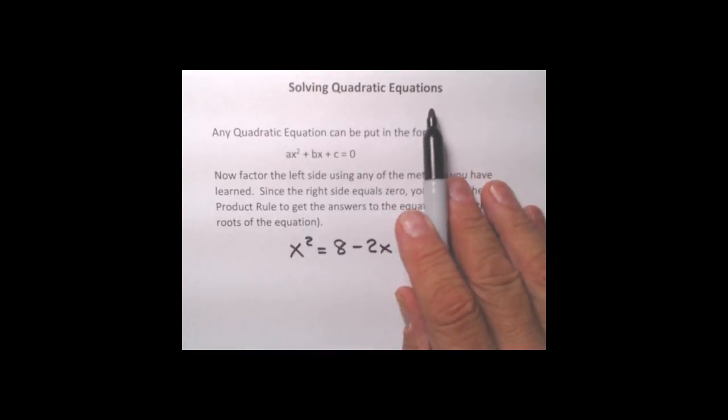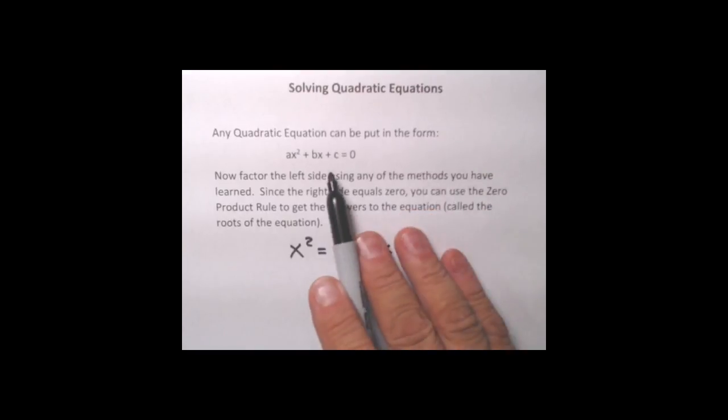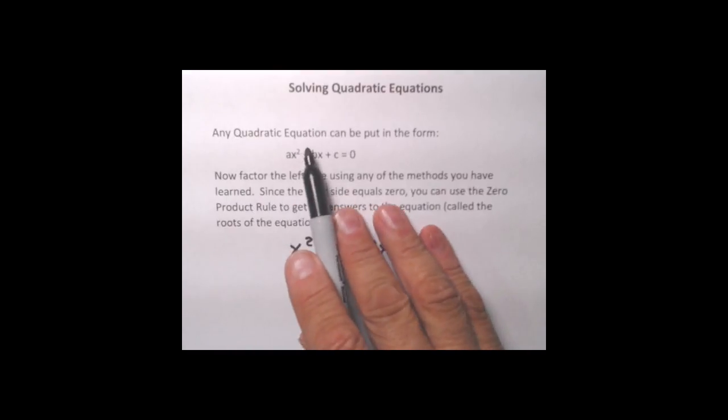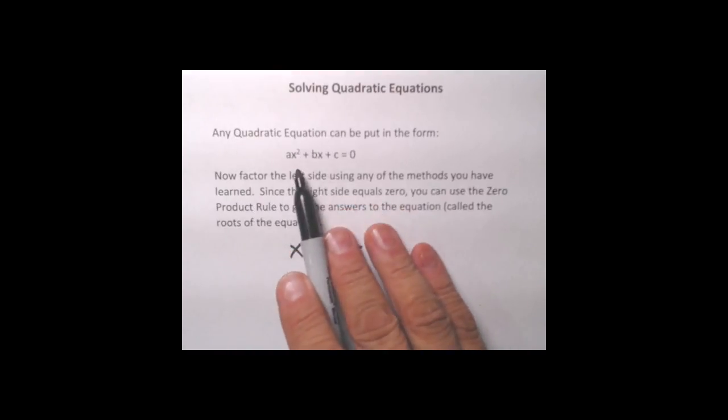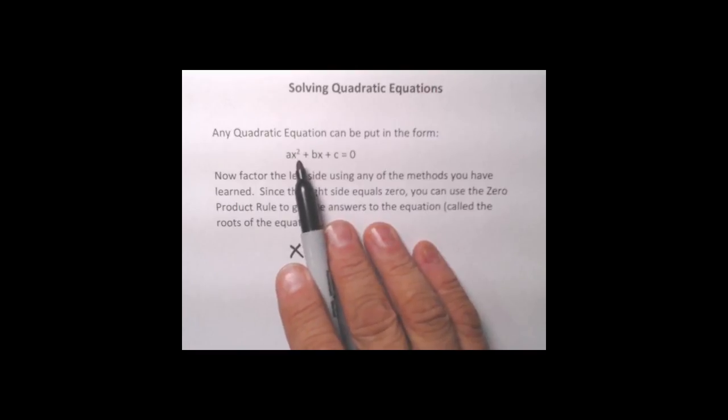We've been spending a lot of time lately learning how to factor quadratics, and this is where we're going to be able to show you why we've been doing that. So first thing, anytime you have a quadratic equation, and you know it's quadratic because there's a term that has a variable squared, in other words, see the x squared here? Okay, that's definitely not linear, that's quadratic.